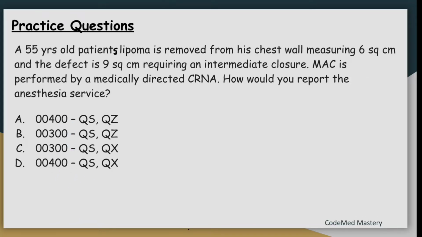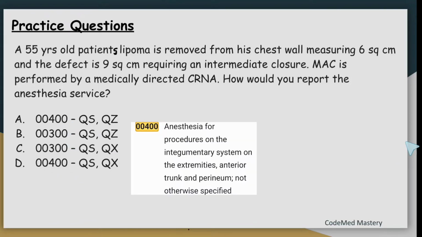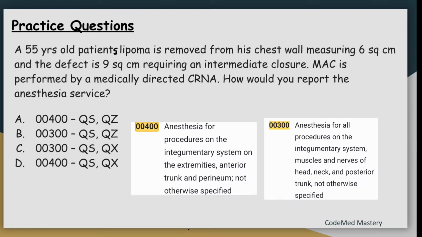First, let us check these two codes. 00400 is for anesthesia for procedures on the integumentary system on the extremities, anterior trunk and perineum, not otherwise specified, and 00300 is for anesthesia for all procedures on integumentary system, muscles and nerves of head, neck and posterior trunk, not otherwise specified. Now check in the scenario which anatomic location is mentioned.